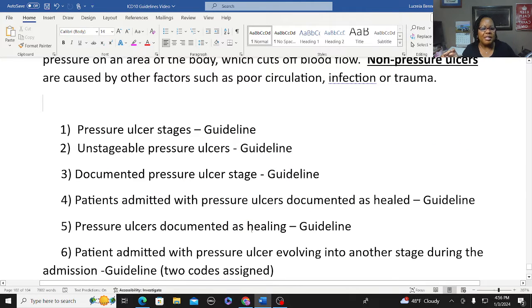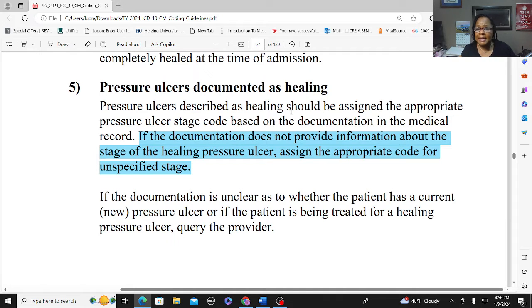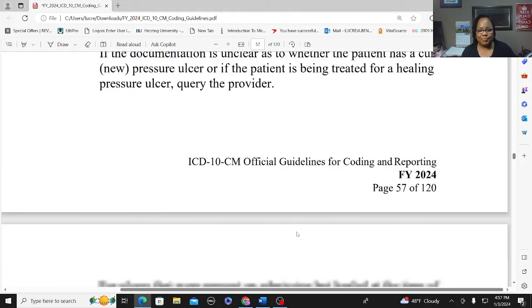5, pressure ulcers documented as healing, is still in the process. So we're in the guidelines. 5, pressure ulcers described as healing should be assigned the appropriate pressure ulcer stage code based on the documentation in the medical record. Now, if the documentation does not provide information about the stage of the healing pressure ulcer, then assign the appropriate code for unspecified stage. If the documentation is unclear as to whether the patient has a current or new pressure ulcer, or if the patient is being treated for a healing pressure ulcer, query the provider.